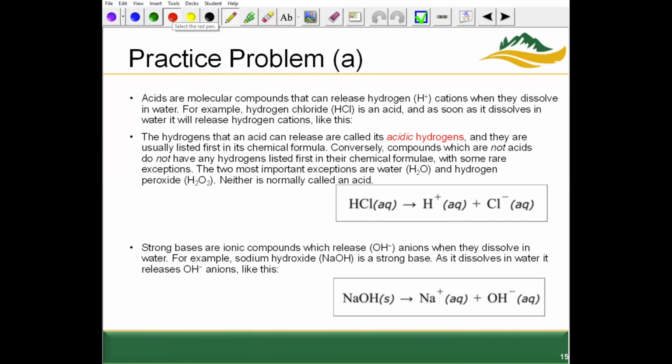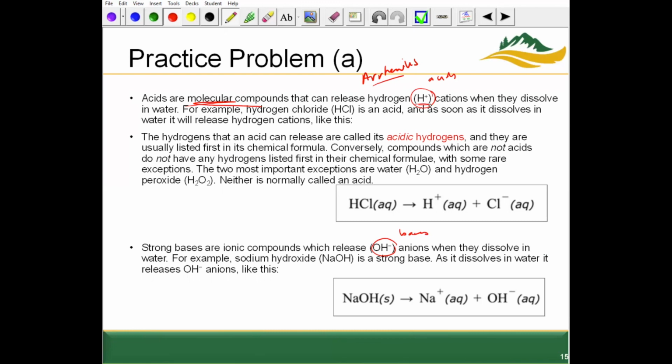So, some review of acids. We're focusing on the Arrhenius definitions of acids and bases. Can they lead to the production of H plus in solution, or can they lead to the production of OH minus in solution? So here are our acids, and here are our bases. Acids are molecular compounds that can release H plus cations when dissolved in water.